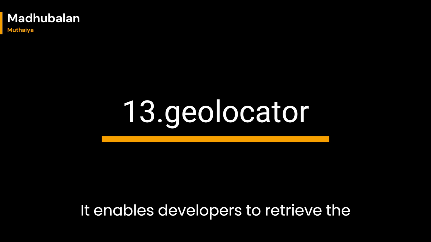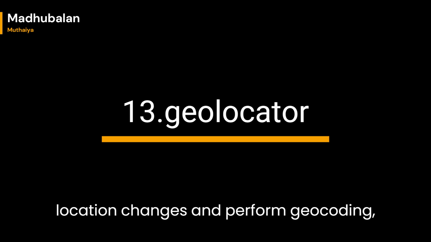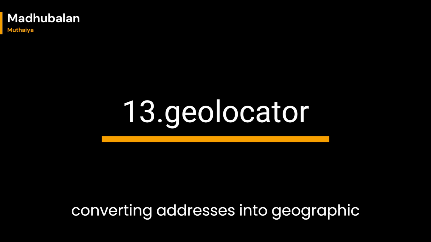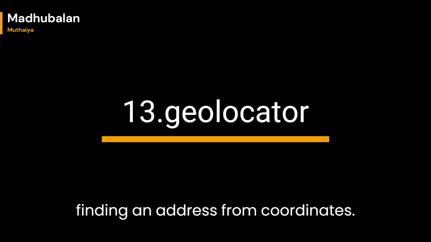Flutter Package is designed to provide easy access to device location information. It enables developers to retrieve the current location of the device, monitor location changes, and perform geocoding, converting addresses into geographic coordinates, and reverse geocoding, finding an address from coordinates.